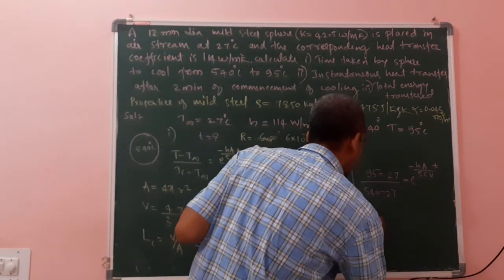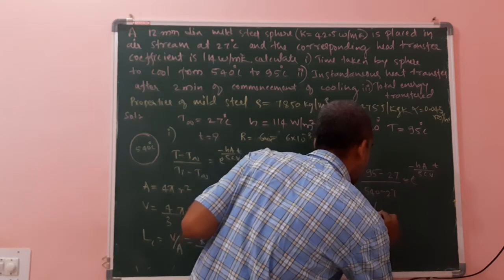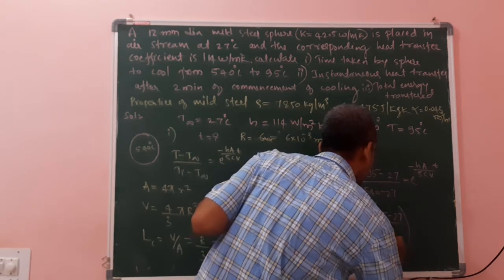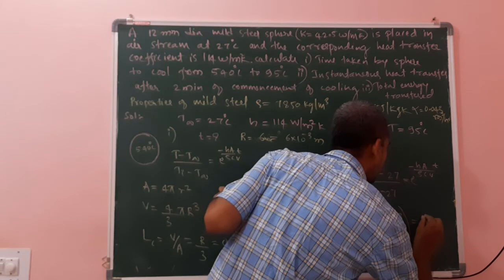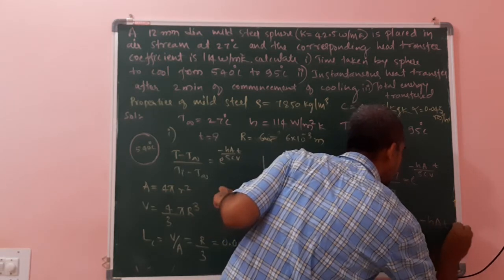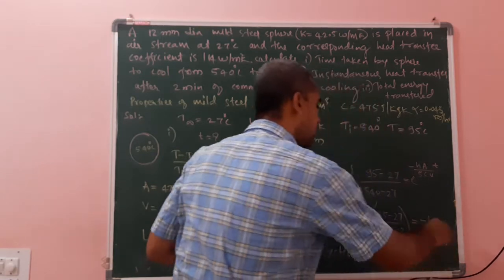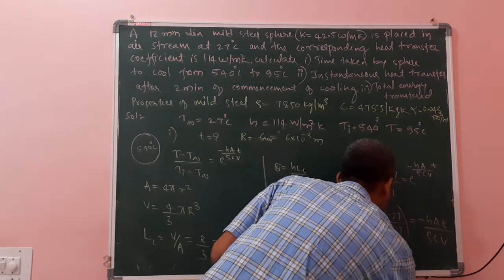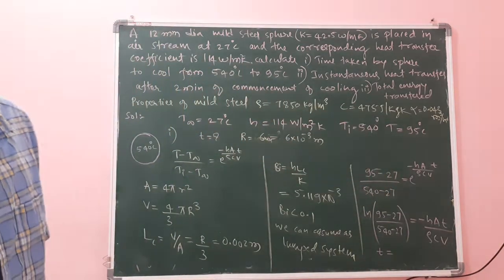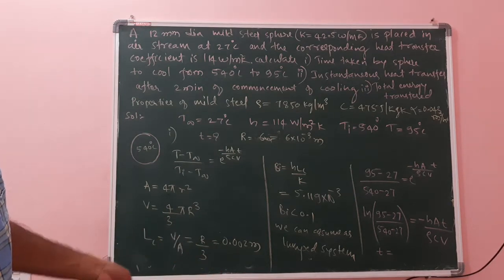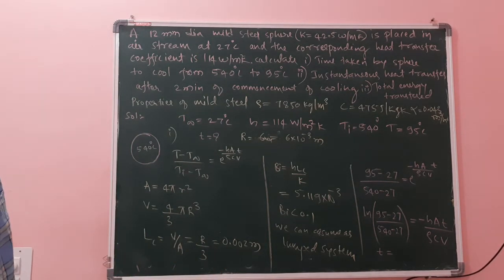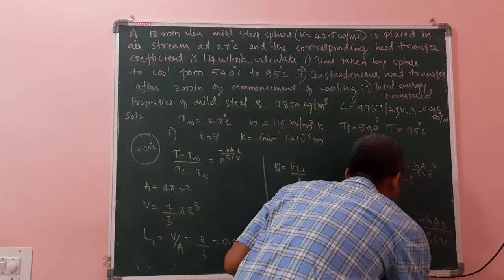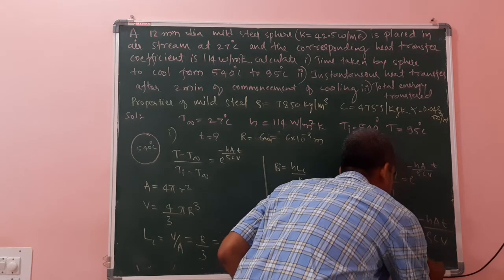After substituting, you can apply ln. ln of (95 minus 27) divided by (540 minus 27) is equal to minus hA t divided by rho C V. Here all values will be known and the only unknown will be t. You can get that t, the time taken to cool from 540 degrees Celsius to 95 degrees Celsius, is 130.15 seconds. This is the time.